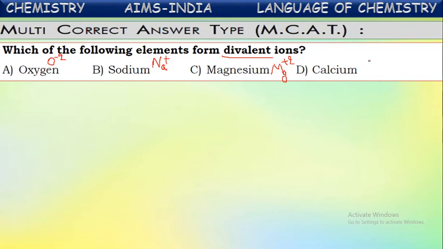We observe calcium. Calcium also forms an ion by losing two electrons. So its valency is also 2. The valency of calcium, magnesium, and oxygen, for these three, the valency is 2. So these three elements can form divalent ions, except sodium, whereas sodium is forming a monovalent ion. Okay, these three are correct answers.